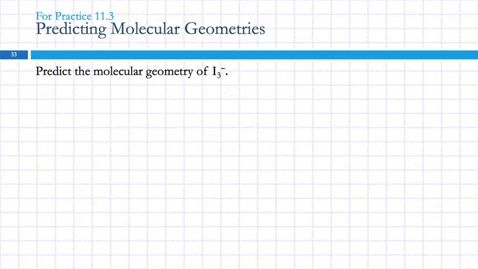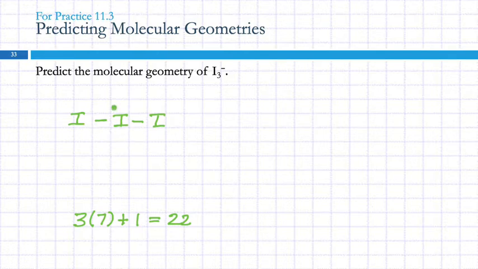Okay, so what do we do? Well, we need the Lewis structure, right? So we've got 3 atoms. We'll connect them to each other. We have 3 iodines. They each have 7 valence electrons. A charge of -1 means I add an electron. So I've got 22 valence electrons. I had 2, 4, 6, 8, 10, 12, 14, 16, 18, 20. I've given everyone an octet and I still have a pair of electrons.